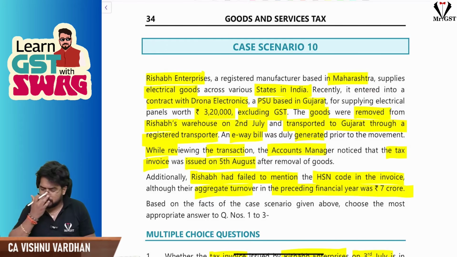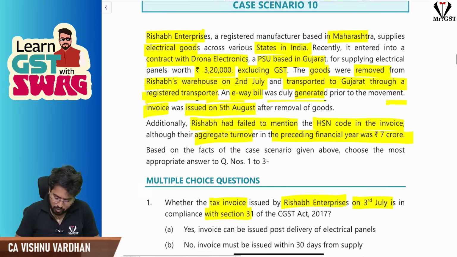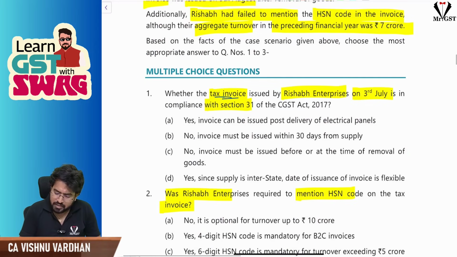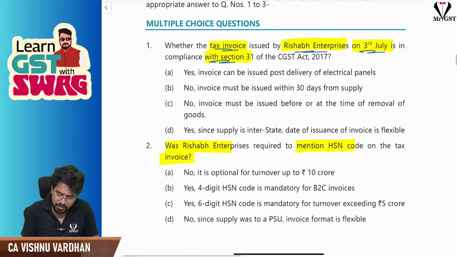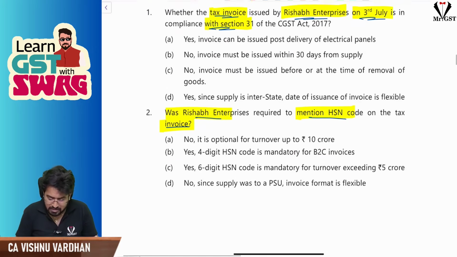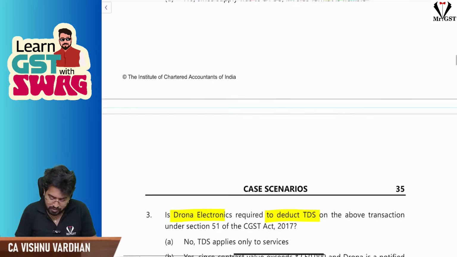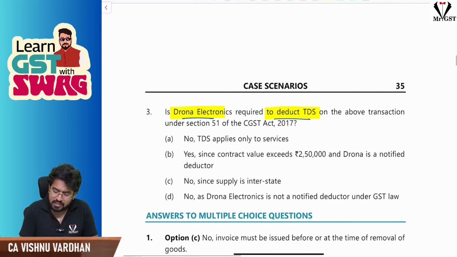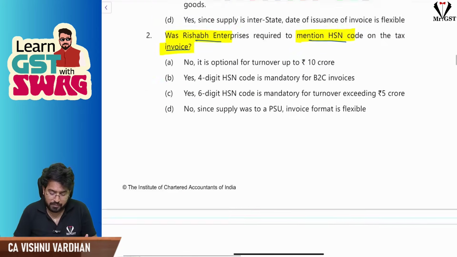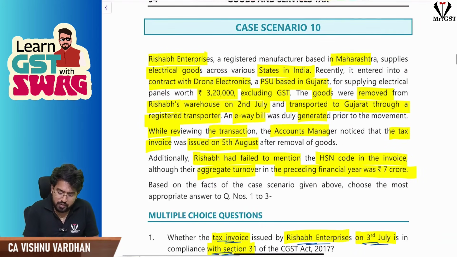Now coming to the next one, case study number 10, a very small one. They are asking whether the tax invoice issued by Rishabh Enterprises on 3rd July is within compliance of section 31. Next, Rishabh Enterprises has not mentioned the HSN code in the invoice. So should they mention the HSN code or not is the second question. Next, is Drona Electronics required to deduct TDS is another question. If you see the story here, this fellow Rishabh Enterprises is from Maharashtra dealing with electrical goods across various states in India.